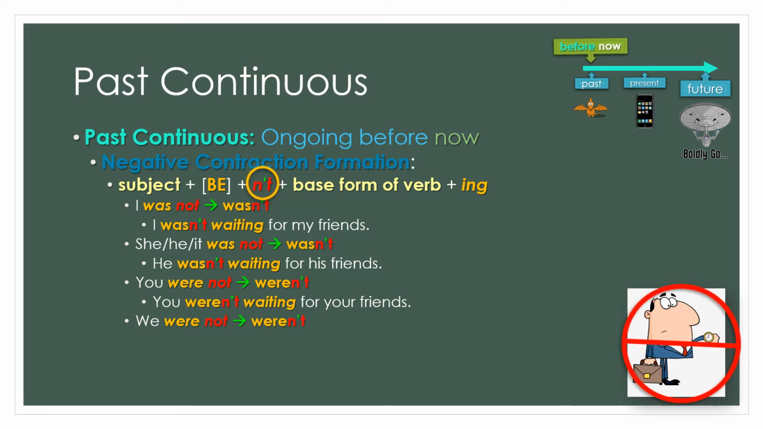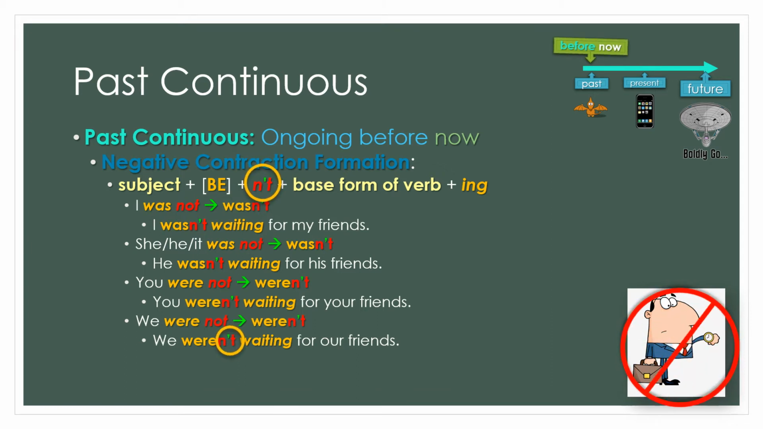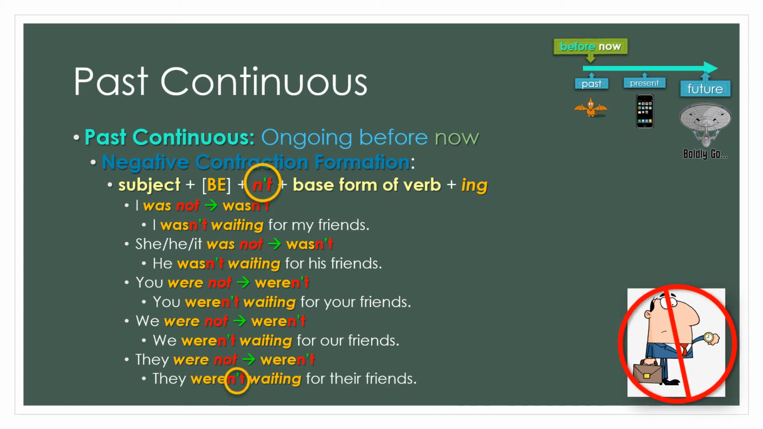We were not becomes weren't. We weren't waiting for our friends. They were not becomes weren't. They weren't waiting for their friends.